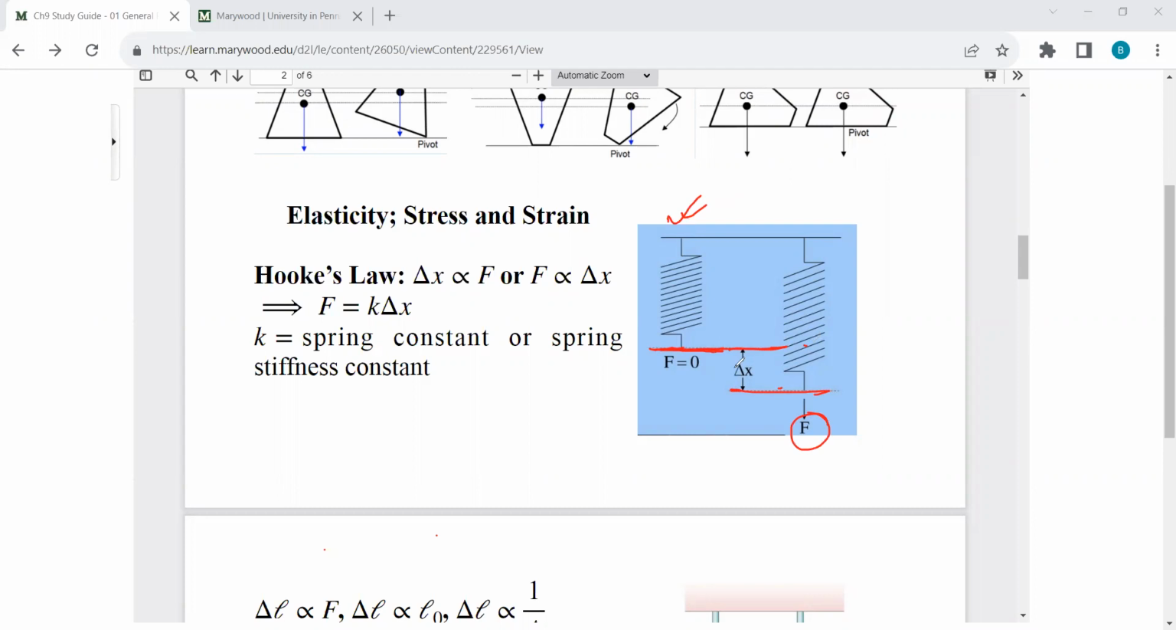We already see that the applied force is proportional to delta x. That means the more the force, the more the delta x; the less the force, the less the extension. So delta x is proportional to the force, or force is proportional to delta x, and then we can write that F equals K delta x. And if you remember, K is called the spring constant or the spring stiffness constant.